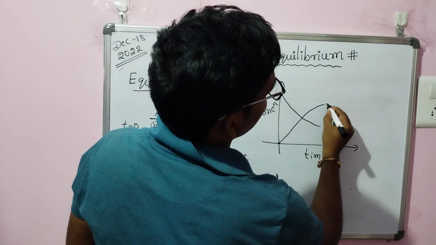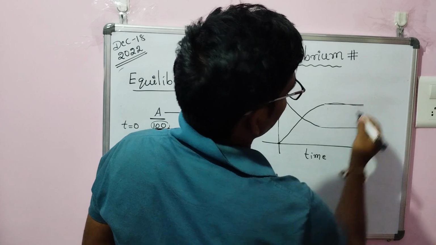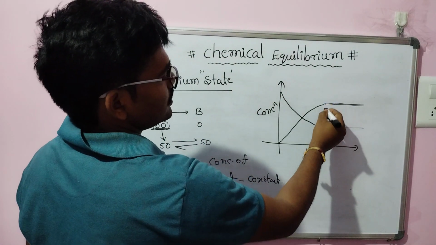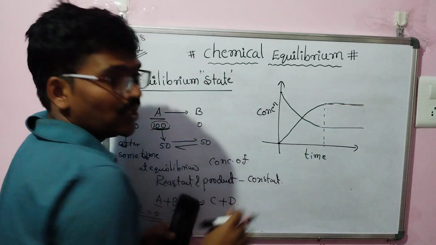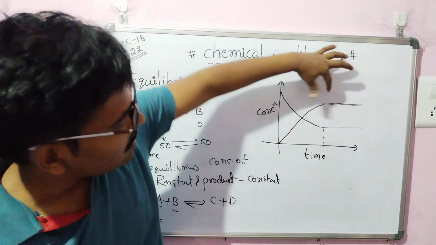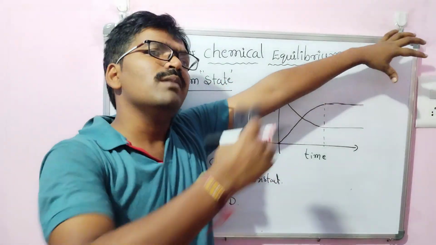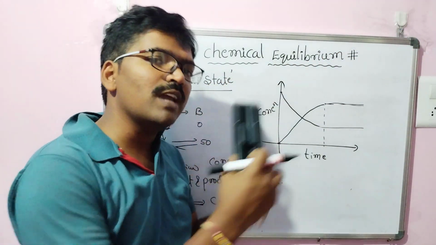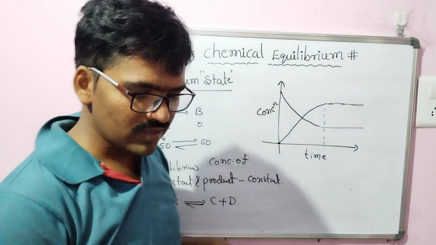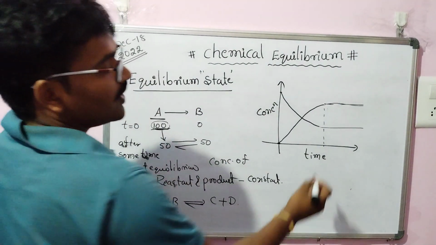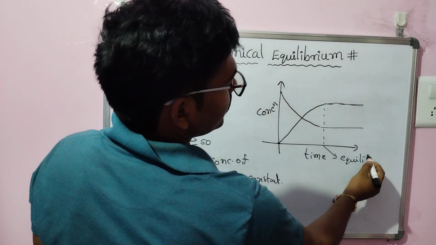At a particular stage, at this stage, the concentrations are constant and do not change from this position onwards. However much time passes, the concentration stays constant. That stage we call the equilibrium state.